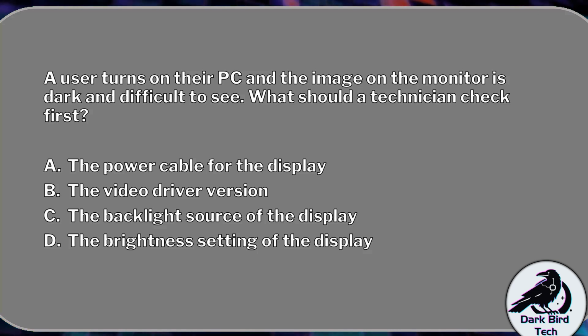So, first up, the power cable for the display is the first thing that they'll list here as an option. And the complaint is a user turns on their PC and the monitor is dark and difficult to see, but they can still see it. So that means it is receiving power and an image is being generated, so it's not the power cable. If it were the power cable of the monitor or the display, then we would not see an image at all, or it would be on, off, on, off, on, off.